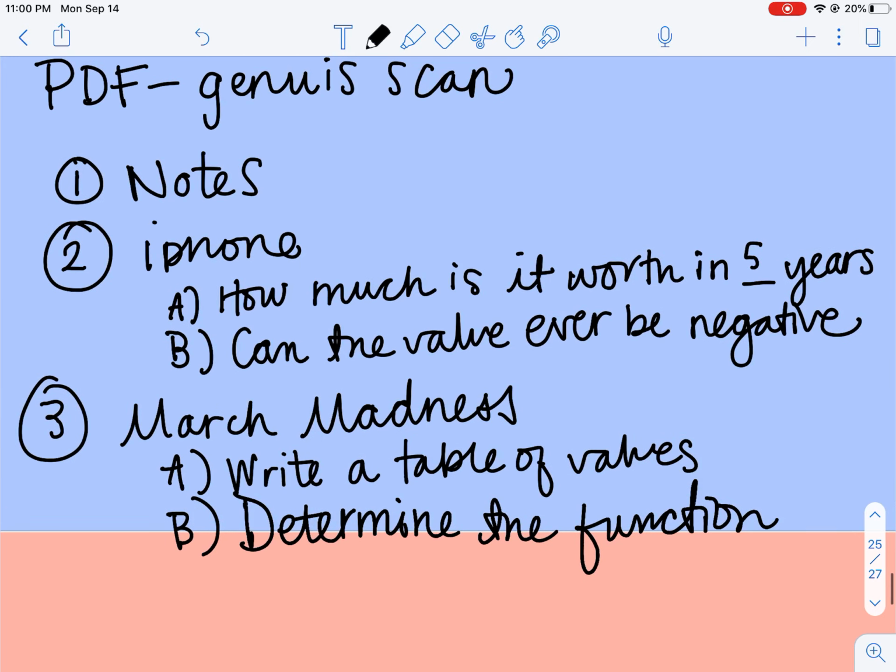All right, 3 things. Your notes, the iPhone problem, the March Madness problem. Please, please, please upload this as a single PDF of multiple pages. All right, guys.